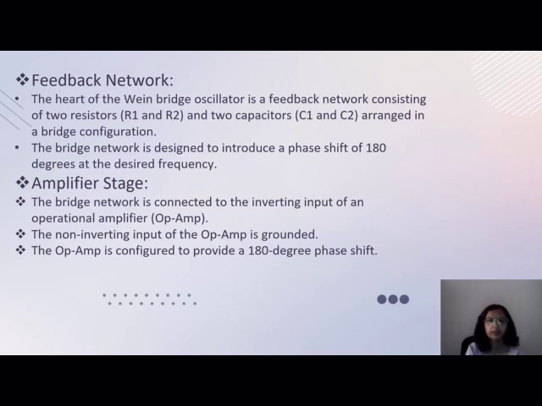The amplifier stage of the Wien bridge oscillator incorporates an operational amplifier with the bridge network connected to its inverting input. To complete the 180-degree phase shift, the op-amp is configured in such a way that its non-inverting input is grounded.